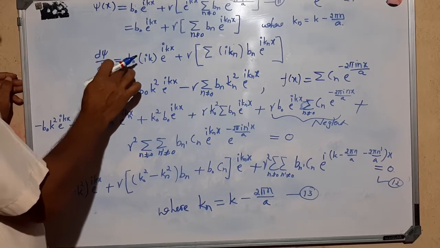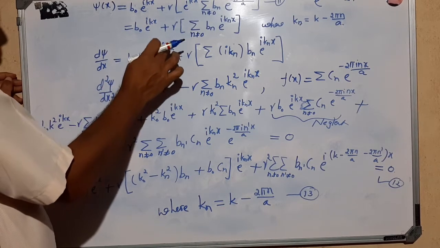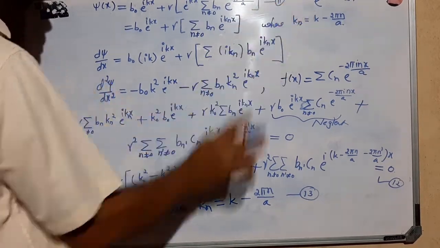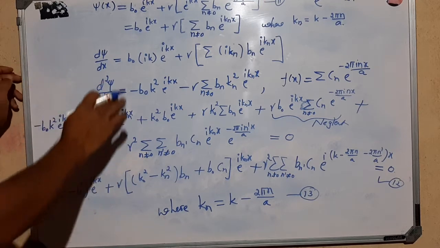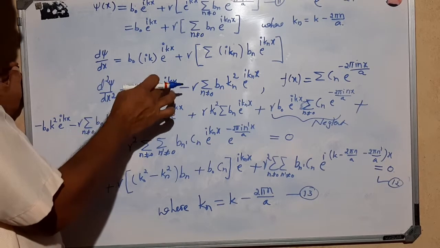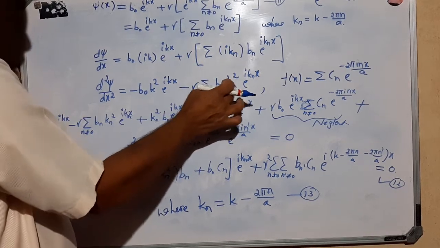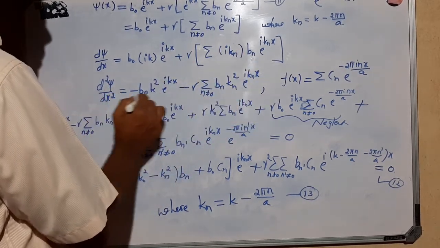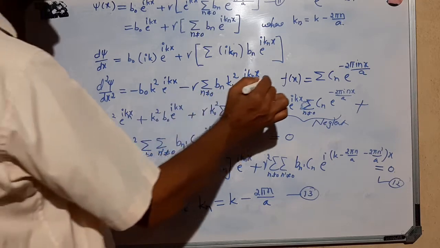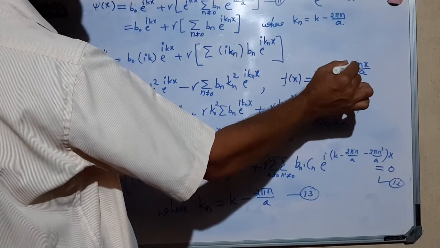d xi by dx is equal to b naught times the differentiation of e to the power ikx, that is ik into e to the power ikx, plus gamma sigma, differentiation of this, ikn into bn into this. Again you differentiate it: b naught into ik, i square is minus, so minus k square e to the power ikx. Similarly here ikn into ikn, so minus kn square. So this is d square xi by dx square. And also you know that from equation number 5, f of x is equal to sigma cn into e to the power minus 2 pi inx by a.